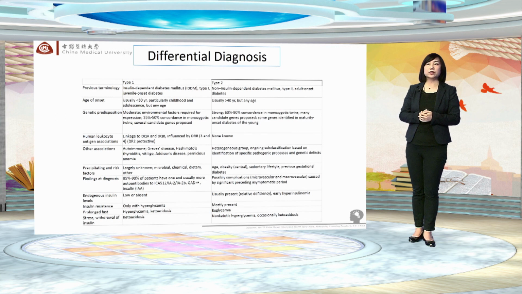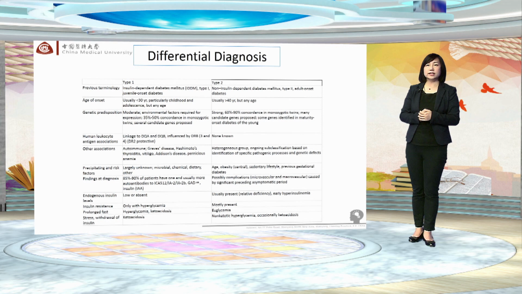In clinic, the differential diagnosis of diabetes types is mainly to distinguish between type 1 and type 2. Type 1 diabetes usually occurs at an age less than 30 years, particularly childhood and adolescence, but it can occur at any age. Type 2 diabetes usually occurs over 40 years old, but it can occur at any age. Type 1 diabetes has moderate genetic predisposition, but type 2 has strong genetic predisposition. 85% to 90% of type 1 diabetes patients have one and usually more autoantibodies. Fewer type 2 diabetes patients have autoantibodies.